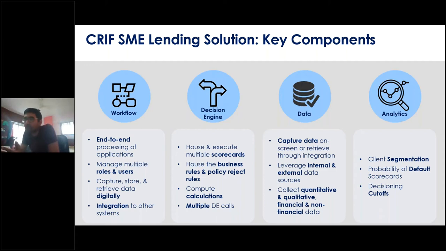I'm sure you already have one, and it might have some pros and cons, but there are four components which are very, very important. It needs to manage end-to-end processing of applications. This has to be end-to-end. Otherwise, if there is a break in the workflow, it is a break in the process, and then there is some manual intervention. So you need to automate it end-to-end.